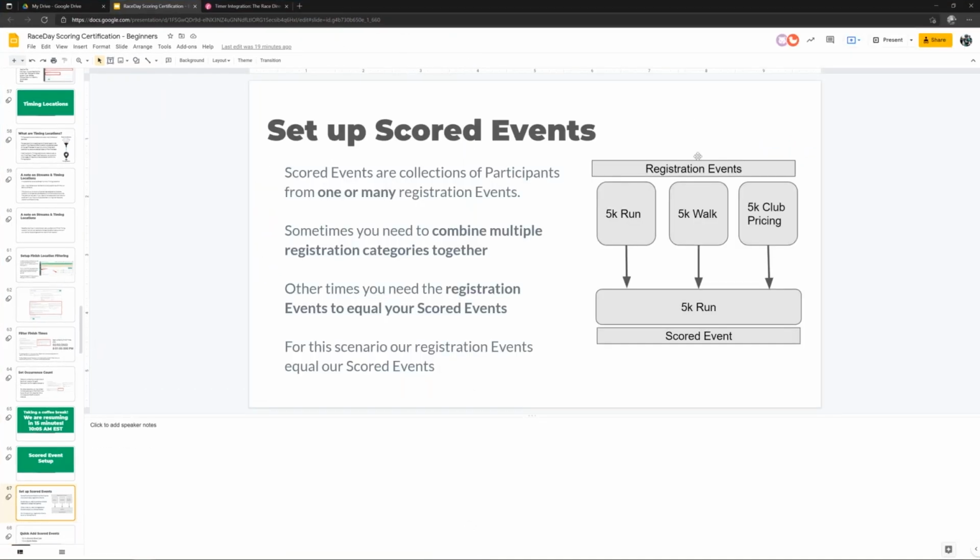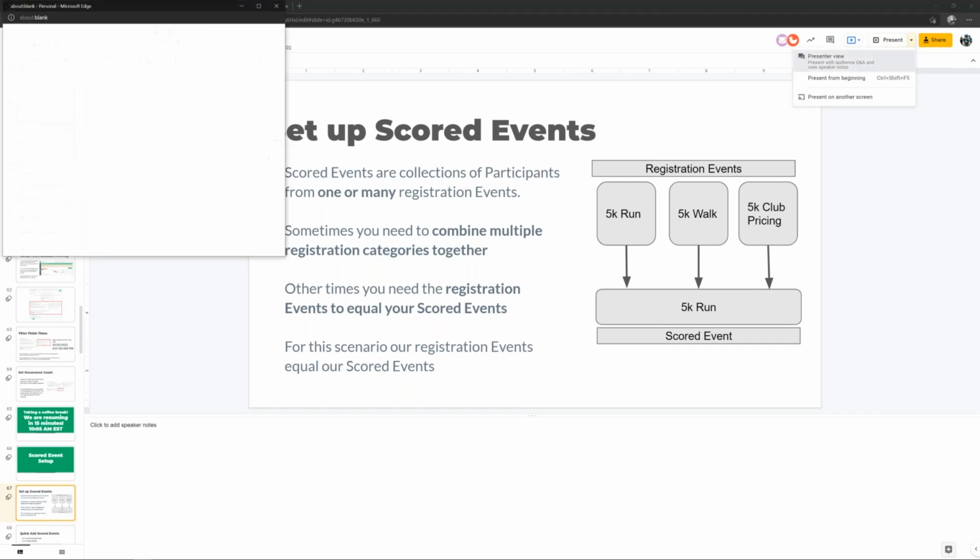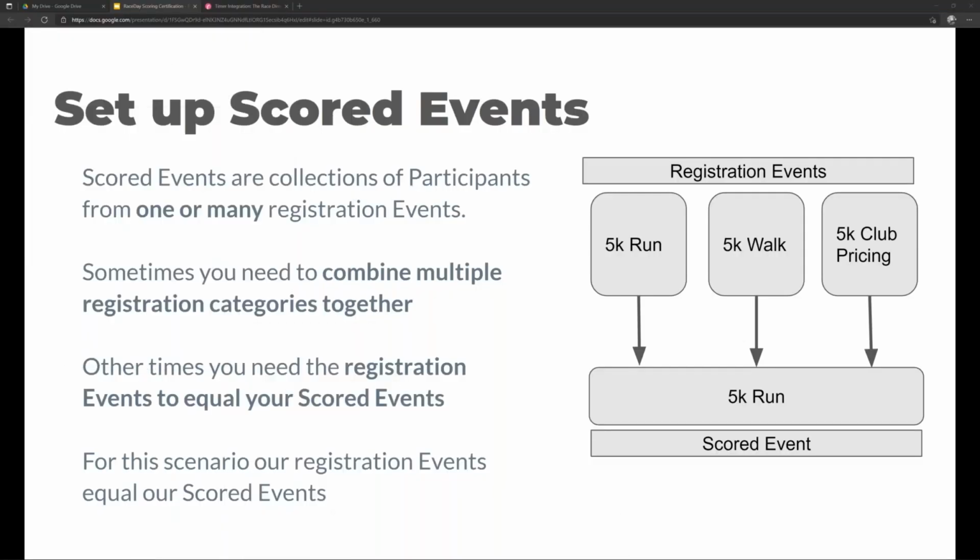So scored events in RaceDay scoring are how we organize our main reporting system. What we have is a relationship between registration events and scored events. Registration events are things like 5K run, 5K walk, 5K club pricing. Maybe they have like a 5K kids discount registration category. A lot of times we see that registration organizers aren't thinking about timers in terms of have all of these random events created that really aren't being scored separately.